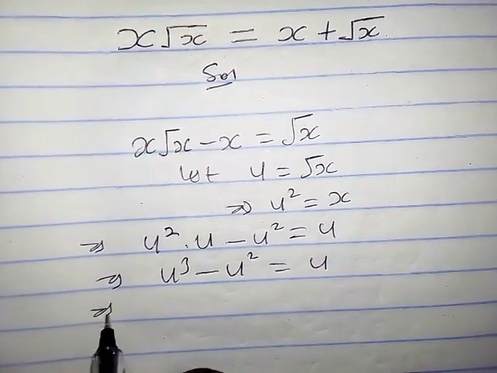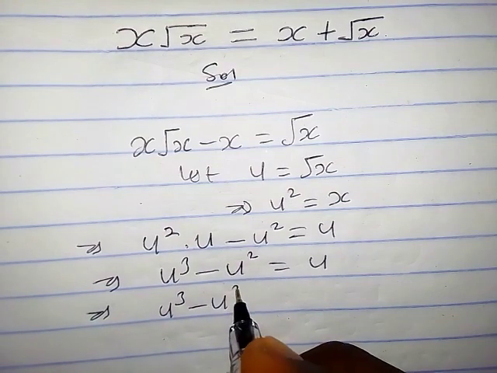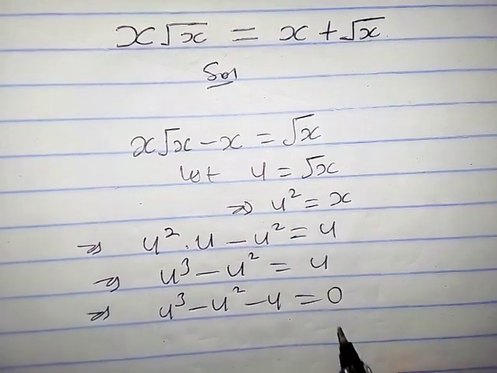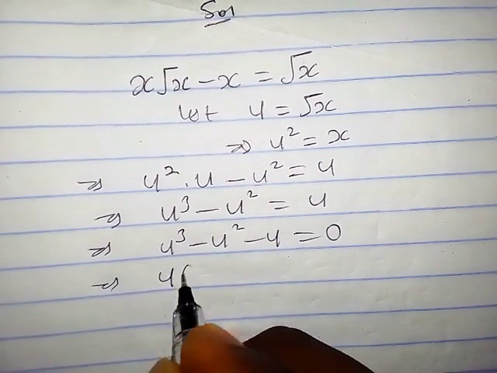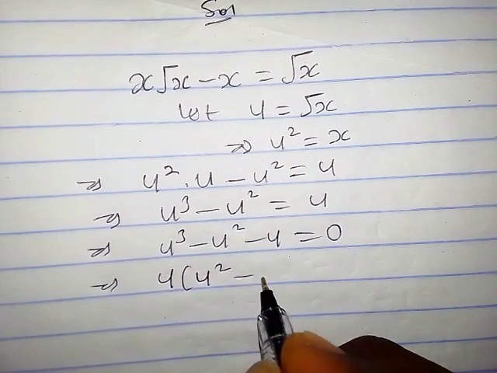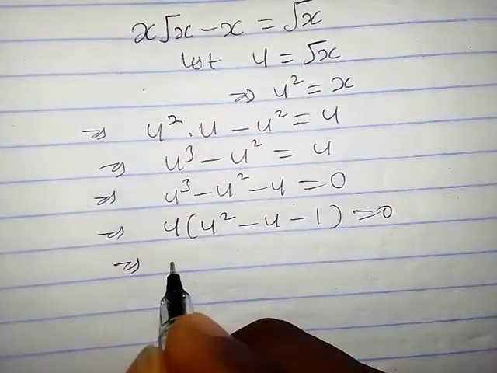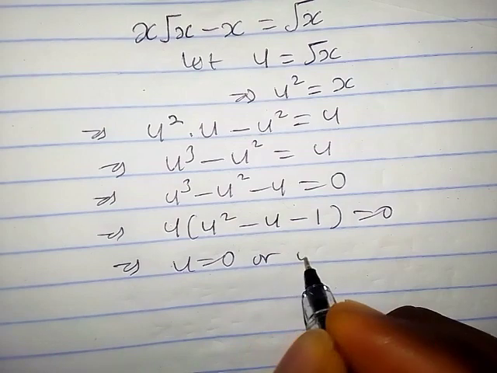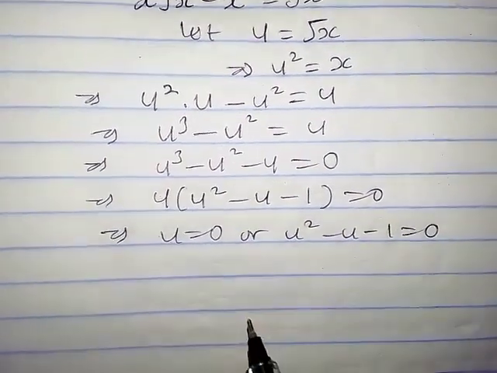So now, let's bring this to the left. So we have u raised to power 3 minus u squared minus u equals 0. You will observe that u is a common term here, so we can pull it out. We have u times (u squared minus u minus 1) equals 0. So this implies that u equals 0 or u squared minus u minus 1 equals 0.